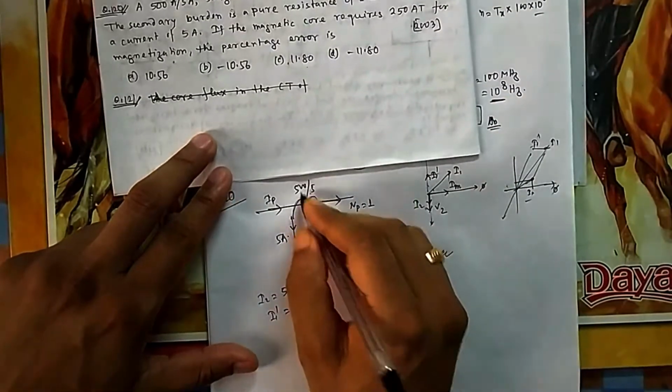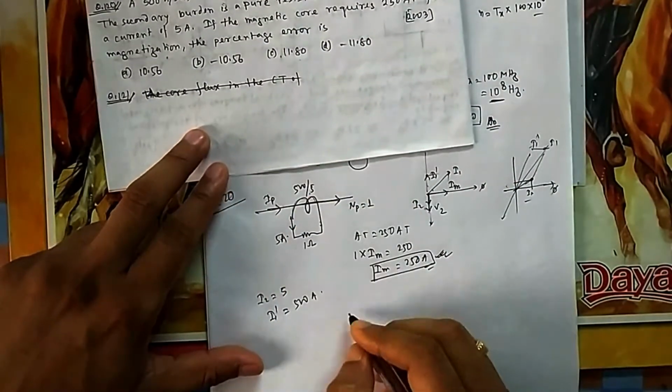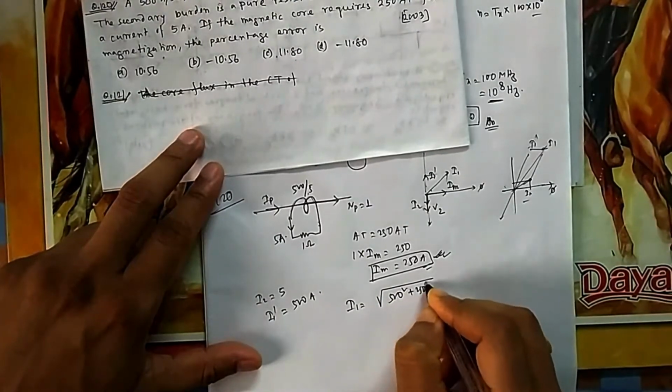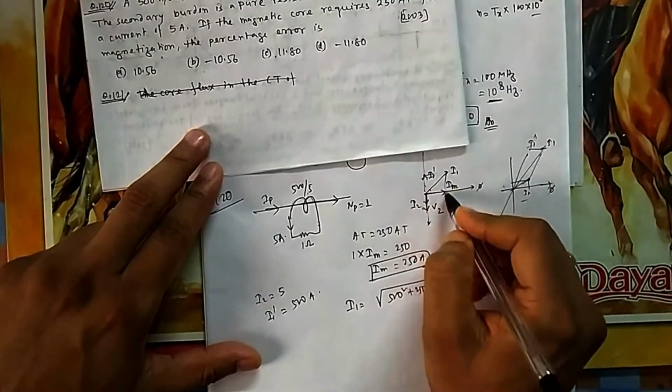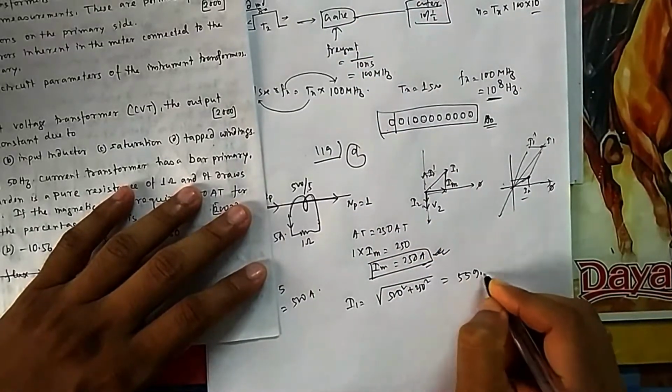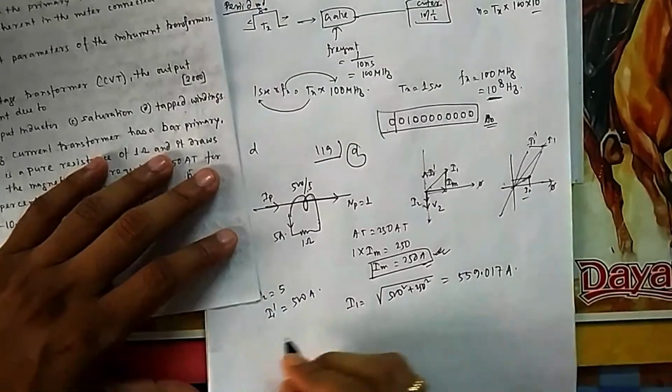So if this is 5 ampere, then the primary will be 500 ampere. So what is your primary current? It is the square root of 500 square plus 250 square, because you can see it is a right angle triangle, with height and base. So if you do this, it is 559.017 ampere.